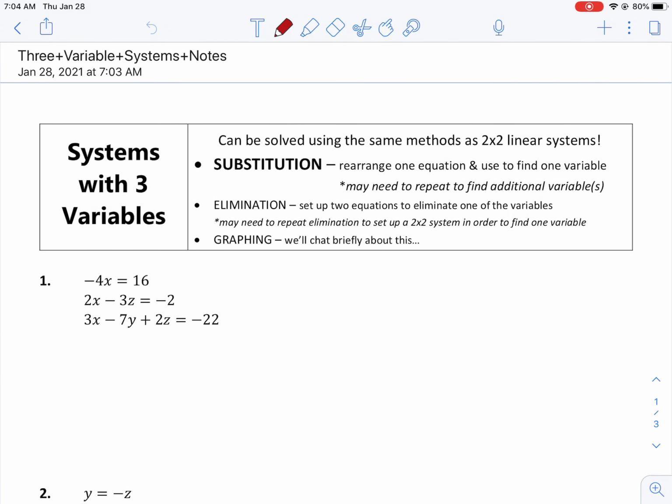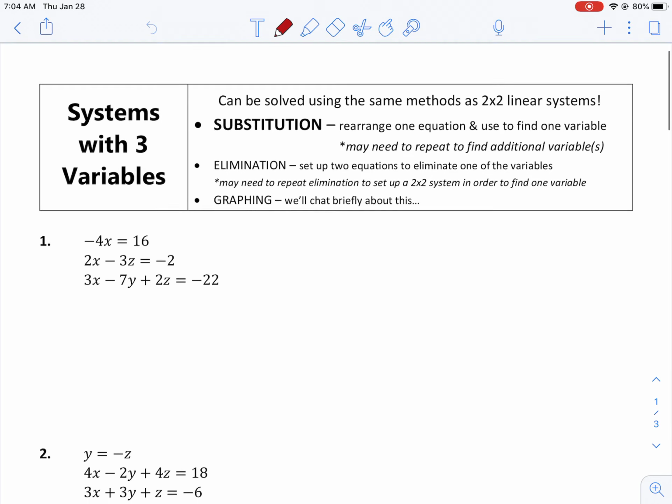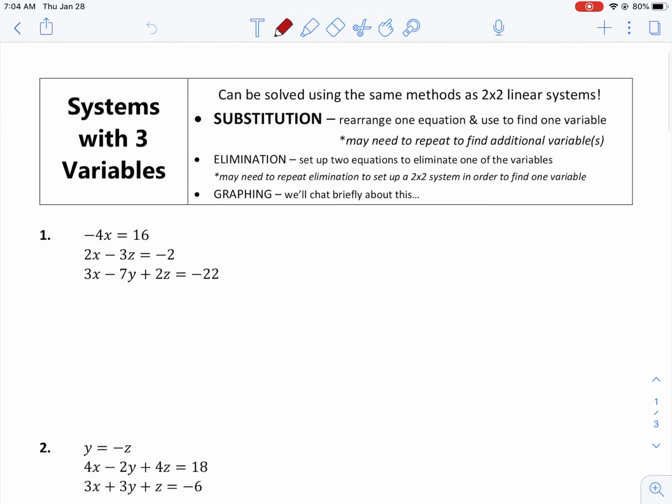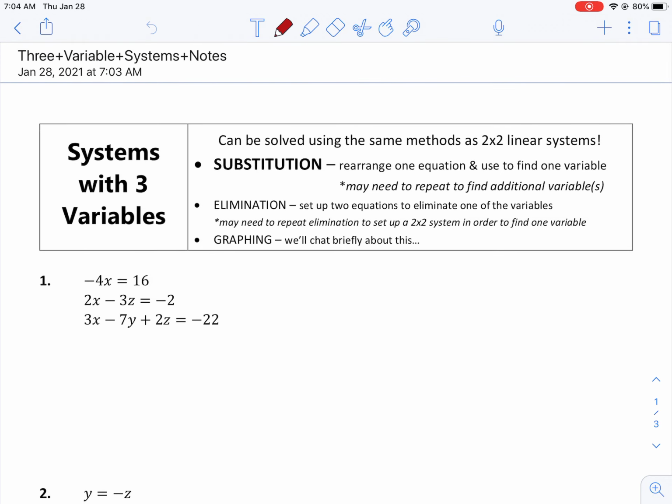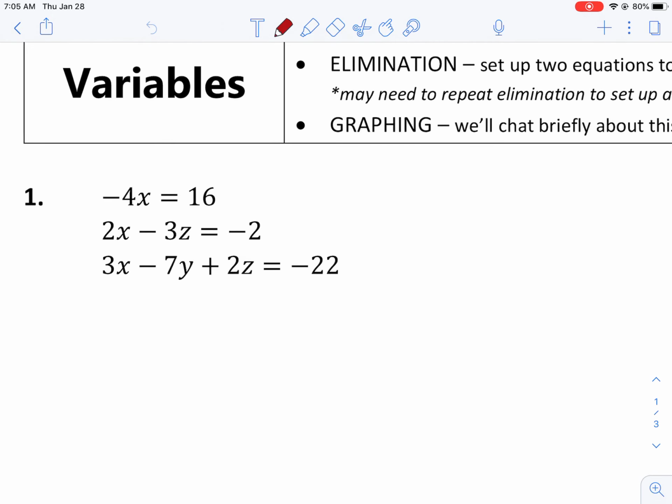This video is going to be a big one, all right? This is not brand new, but taking something that we've done before and really bulking it up a bit, all right? This is systems with 3 variables. So in order to do a 3-variable system, you need 3 equations, right? Because you need as many equations as you do variables.